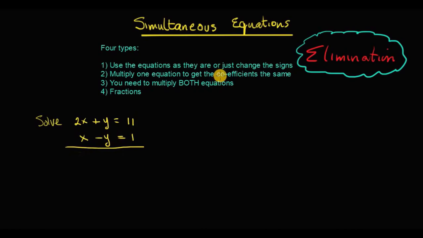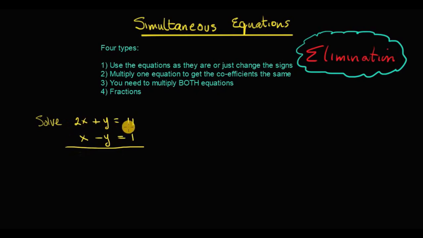Hello, this video is about solving simultaneous equations by elimination. Elimination means that we're trying to eliminate one of the variables in our equations. There are four different types, starting with the easier ones and moving up to more complex ones. The first type is using equations as they are, or we just have to change the signs. So for example, this is type 1.